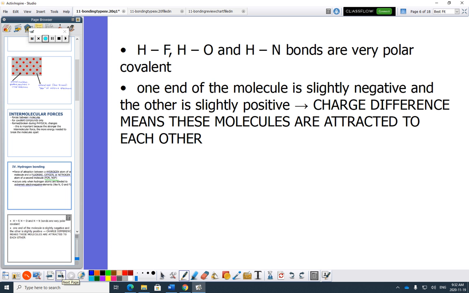So these three bonds, HF, HO, and HN, are very polar. One end of the molecule is slightly negative, the other is slightly positive, and in chemistry, opposites attract. So the charge difference means these molecules are attracted to each other. And again, it's so close to being a full ionic charge, the attraction is very high.